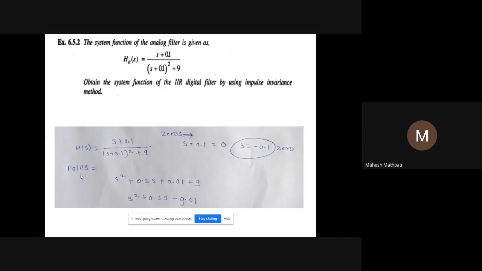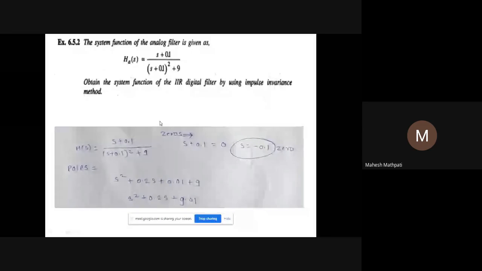Okay, let's see that. So this was the question which I gave you yesterday. Is this screen visible? Yes, sir. This is the question which I have given yesterday. The system function of the analog filter is given as H(s) equals (s plus 0.1) divided by ((s plus 0.1) square plus 9). Obtain the system function of the IIR digital filter by using impulse invariance method.